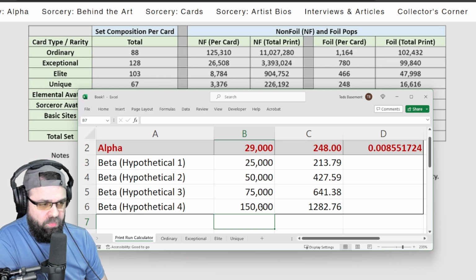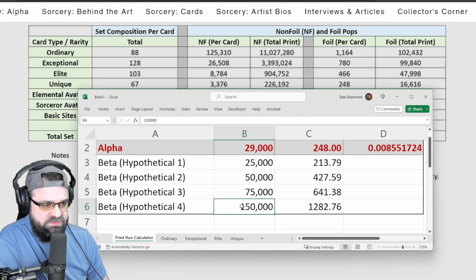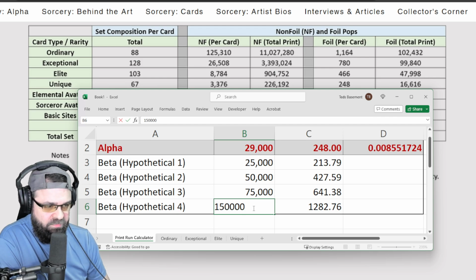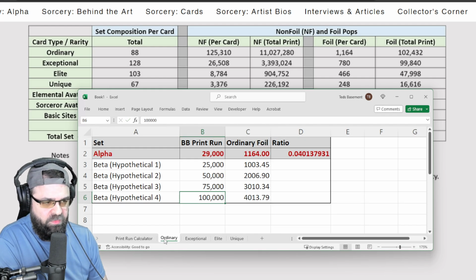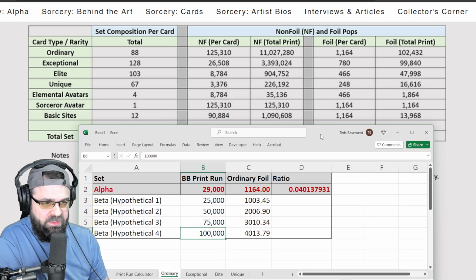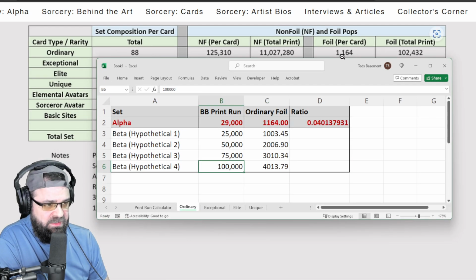So really what we're seeing here is that it's super rare to get a unique foil, because even with numbers like 150,000, you've still only got 1,200 of these unique foils in the world. So let's go take a look at the other numbers. So the ordinaries, I've got it pre-populated here. If we look up top, again, this is where I'm getting the data.